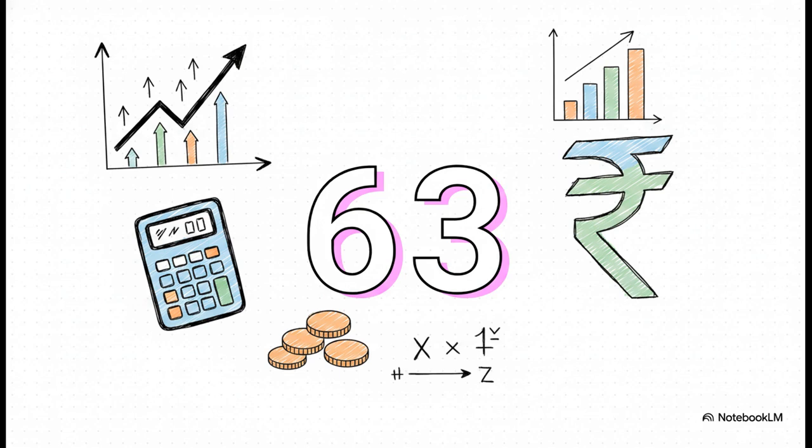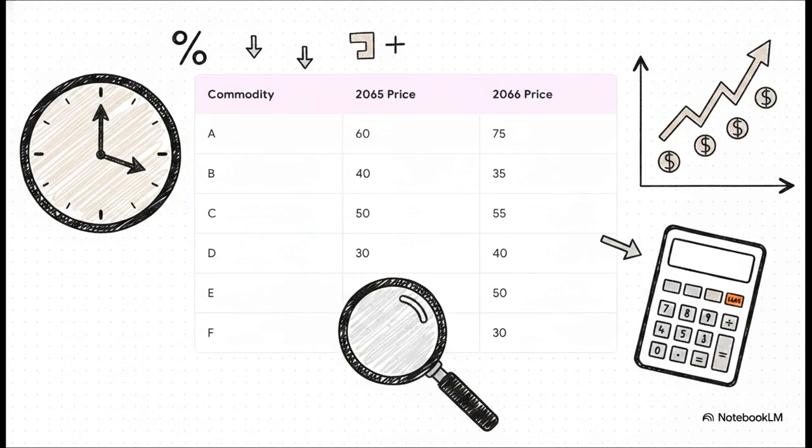in sales for 2016. Skipping down to question 9, just to stick with our theme of time, we recreate the exam's grid to compare prices of 6 different commodities across 2 years. We need to find the price index for the year 2066 using the simple aggregative method. To do this, we just sum up all the base year prices from 2065. Next, we sum up all the current prices from 2066. Then, you just divide the new total by the old total and multiply by 100 to get our index percentage. It's a really beautiful, elegant way to track inflation across a whole basket of goods all at once.